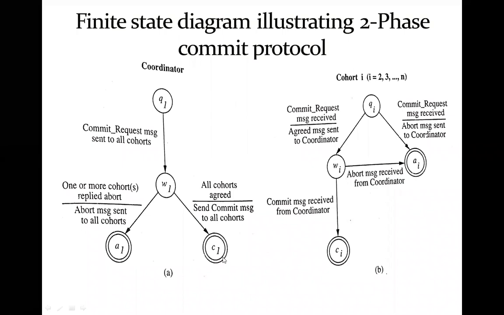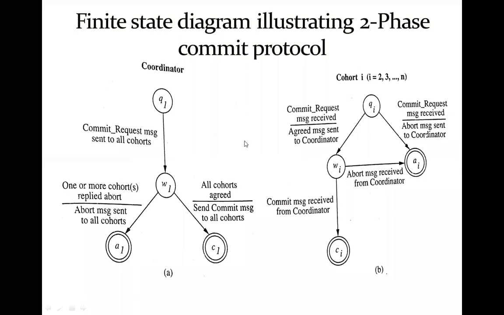So the abort state and the committing state are the final states, Q1 and Qi are the initial states, and W1 and Wi are the intermediate states. So whatever has been discussed in the two-phase protocol can be illustrated with the help of this finite state diagram.